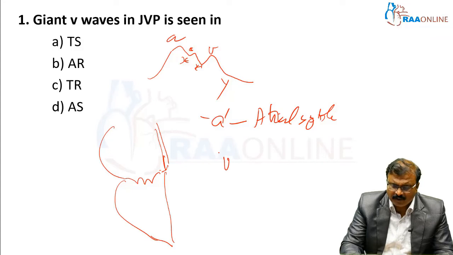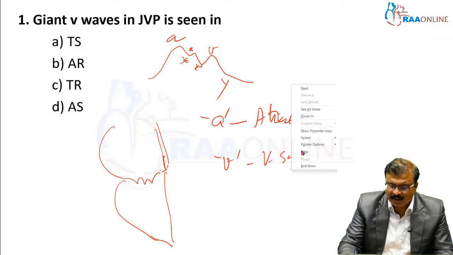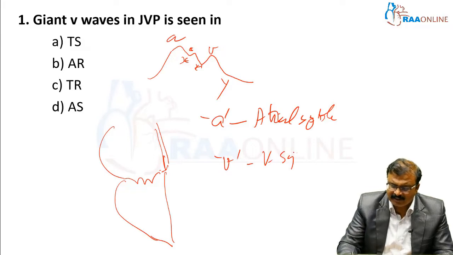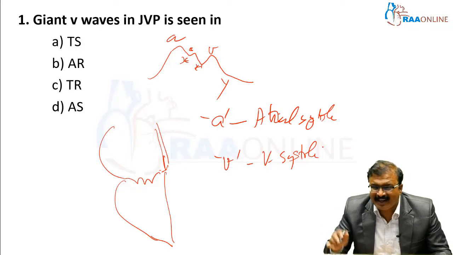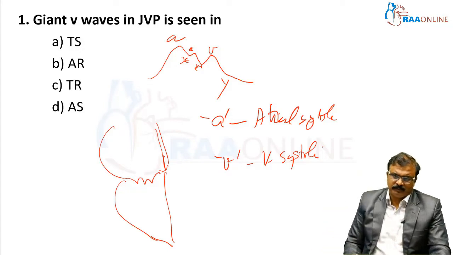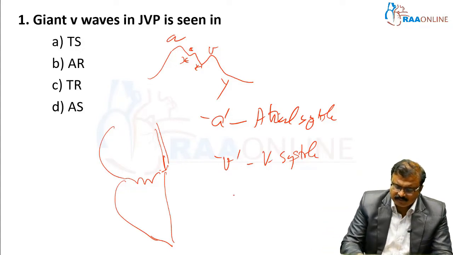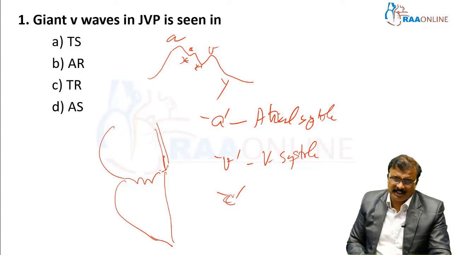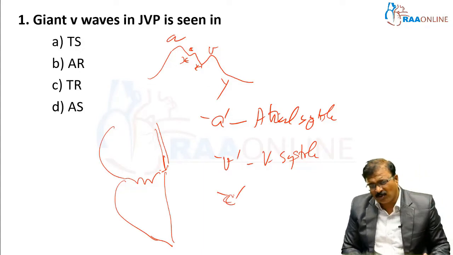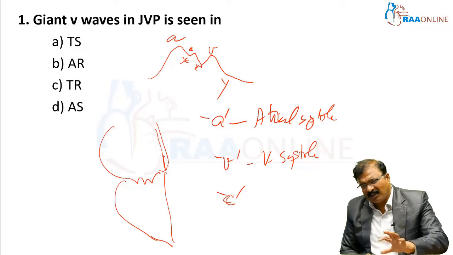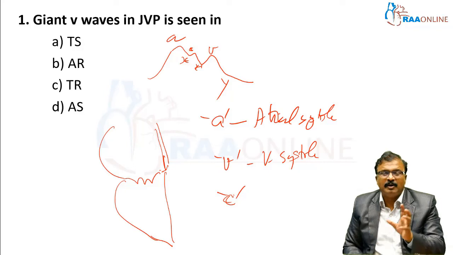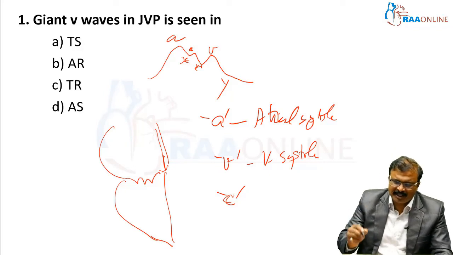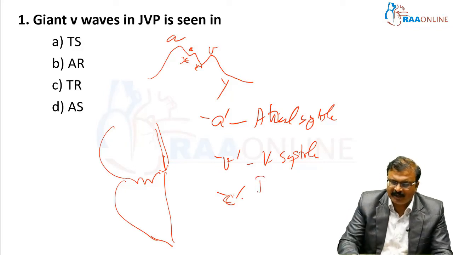V wave corresponds to ventricular systole, when there is atrial filling. C wave, definitely it is a tough question. This is a very easy question. C wave, specifically what is the mechanism of C wave? C wave corresponds to isovolumetric contraction.